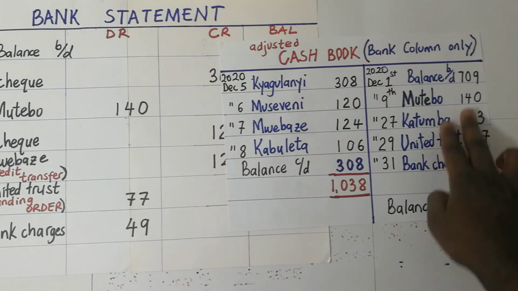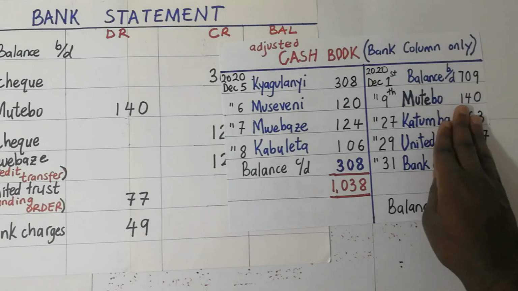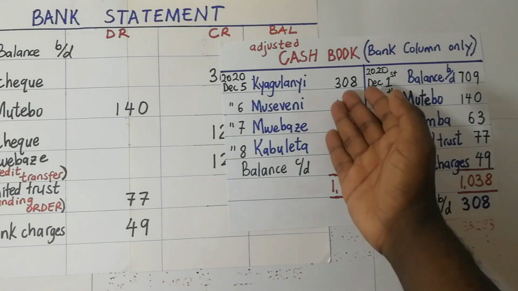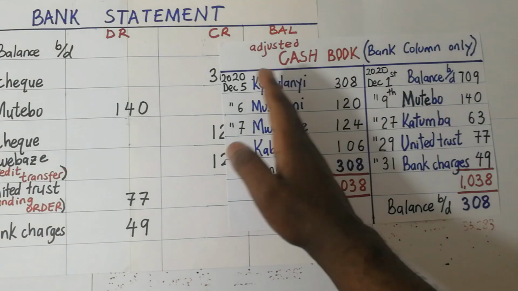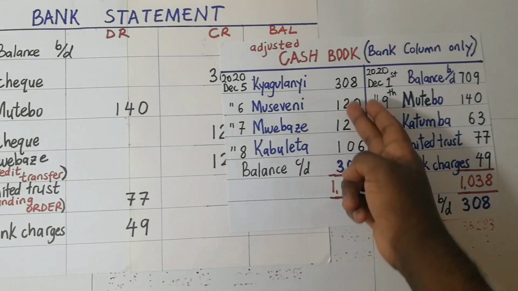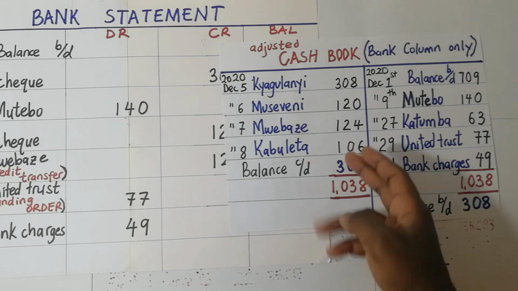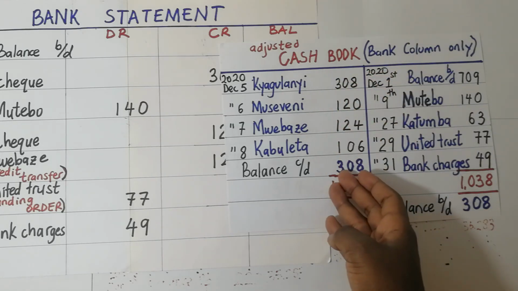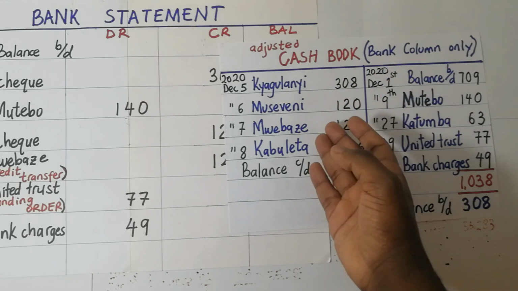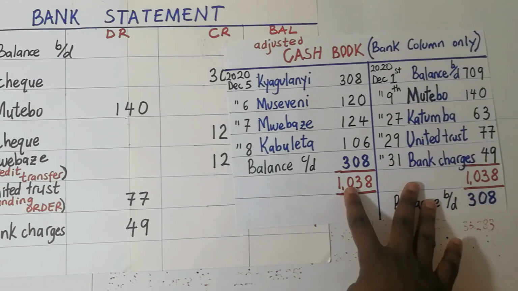So we are going to find out which one of these checks was not presented. And of course, these figures here on the debit side of the cash book represent the checks that we have received. When we receive a check, we'll go ahead and take that check to the bank.